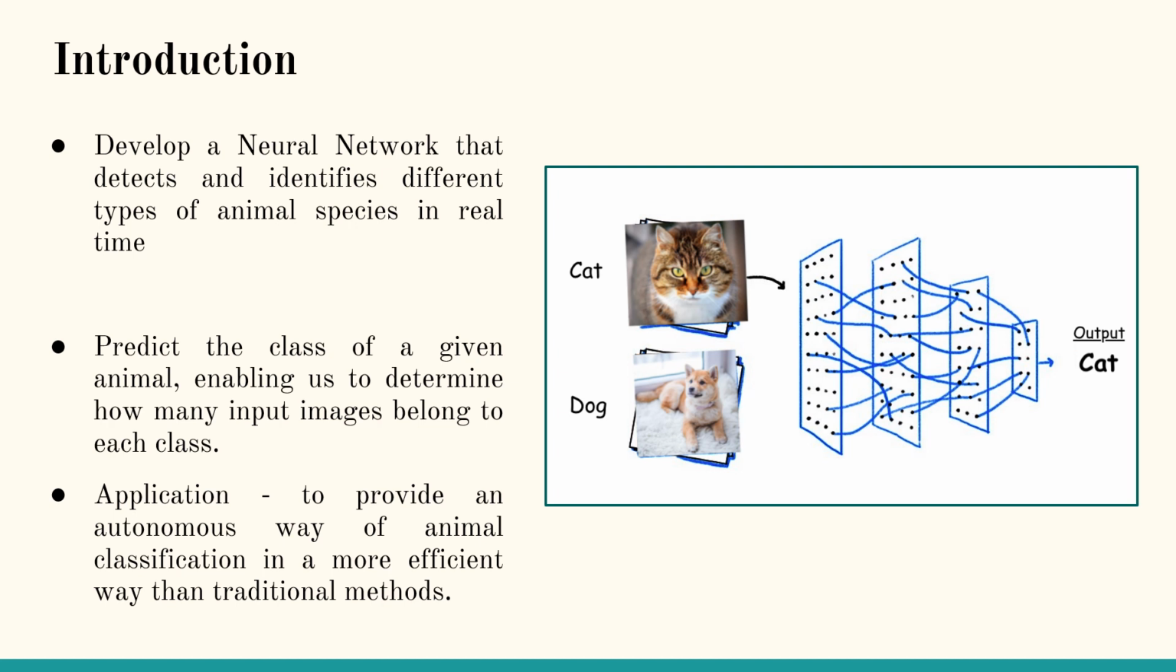So we aim to develop a neural network that detects and identifies different types of animal species in real time, and predicts the class of a given animal, enabling us to determine how many input images belong to each class. One potential application of our project is to provide an autonomous way of animal classification in a more efficient way than other traditional methods.